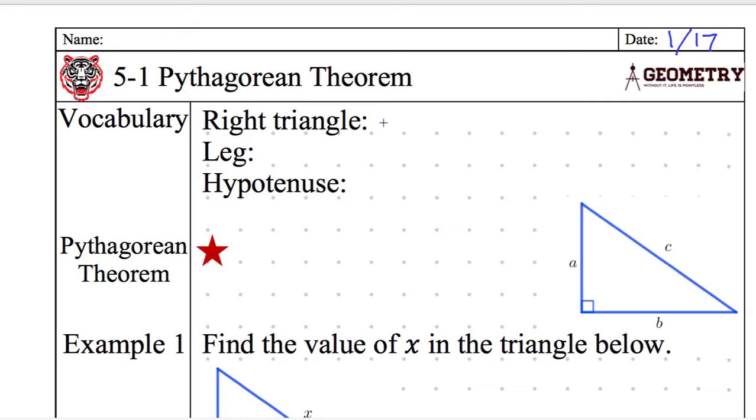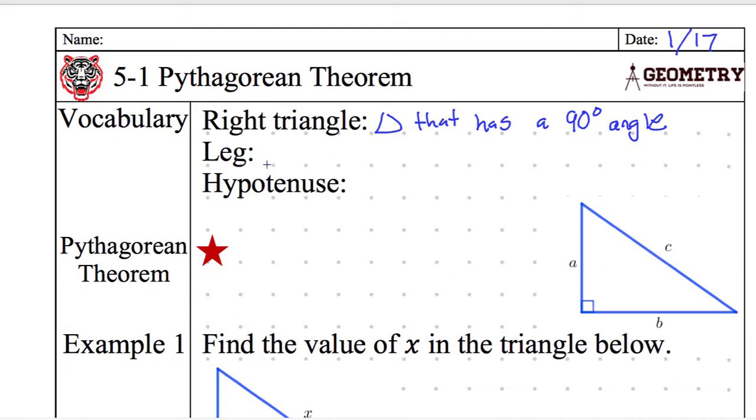All right, so right triangle. What do I mean by right triangle? It's a triangle that has a 90-degree angle. So this down here is an example of a right triangle. It has a 90-degree angle. It's notated like that. I think we've seen it before.